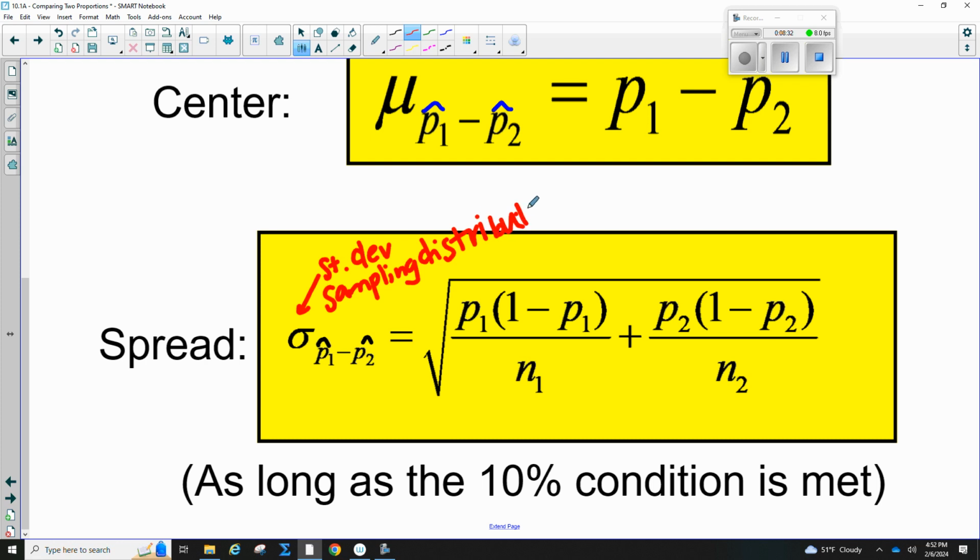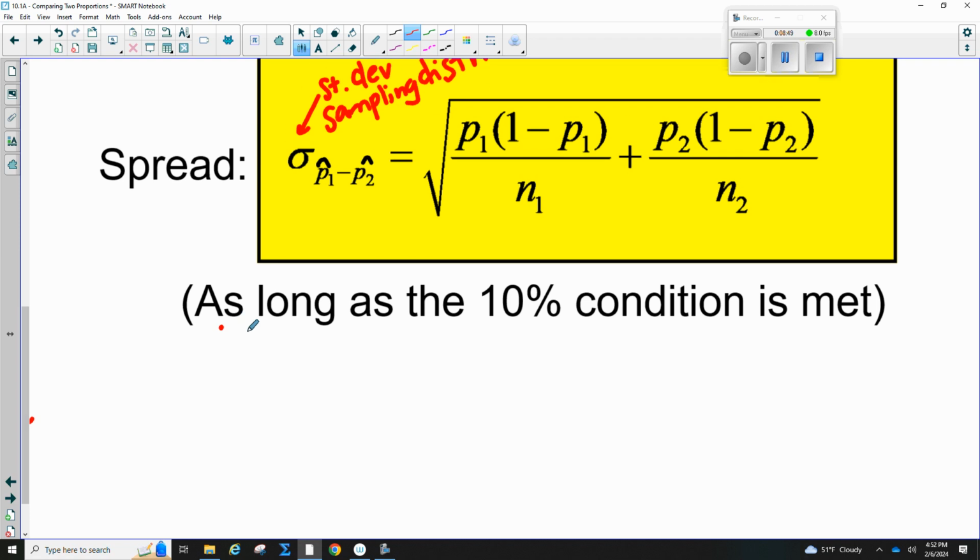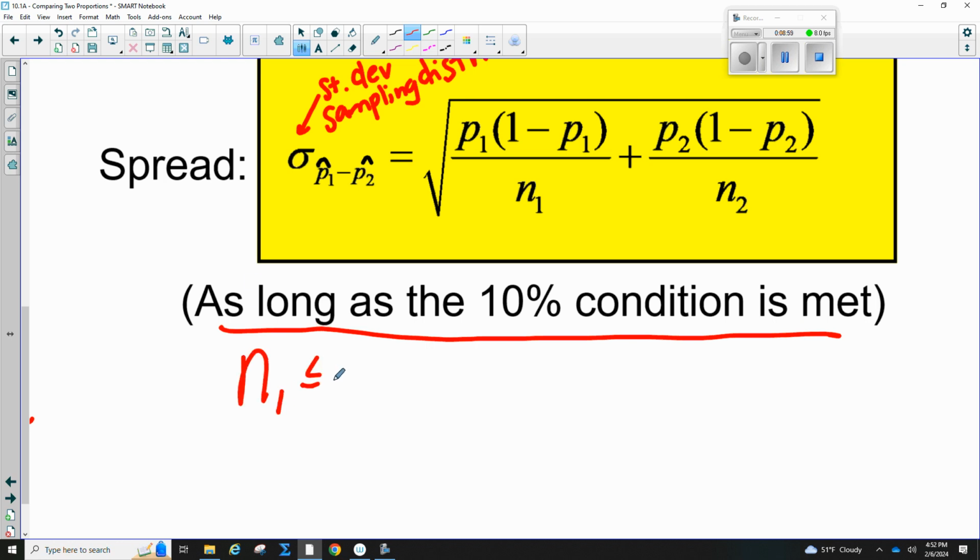And we're going to do the square root of p1 times 1 minus p1 over n1 plus p2 times 1 minus p2 over n2. And anytime you do this standard deviation formula, you have to check the 10% condition. And we have to check it for both populations and both sample sizes. All right, so we will check n1 less than or equal to a tenth of capital N1, and n2 less than or equal to a tenth of capital N2. So let's go ahead and try this formula.